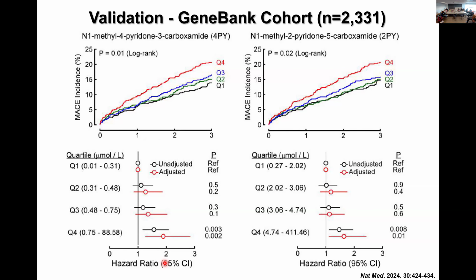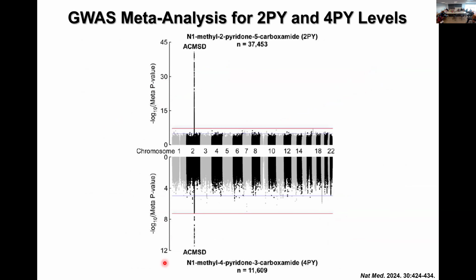The question is, can we understand the biology? That's where we came in, and we did a genome-wide association study, just like I showed you for that published genetic analysis for coronary disease, but we did it for these 2 metabolites. What's shown here is not a Manhattan plot. We call this a Miami plot, because you have the GWAS results for 2-py going up the page, superimposed with the GWAS results for 4-py going down the page.